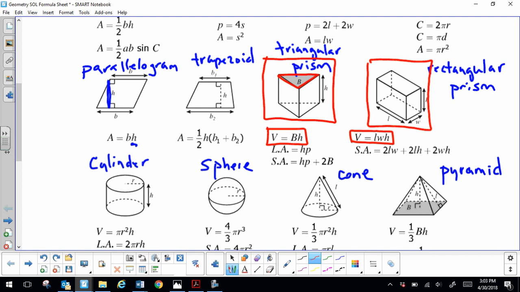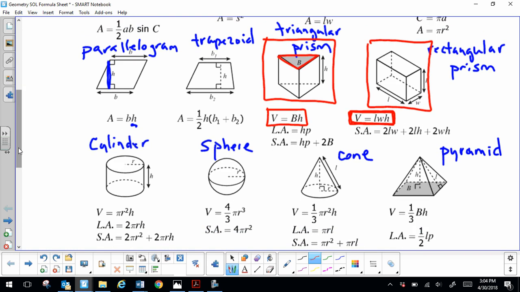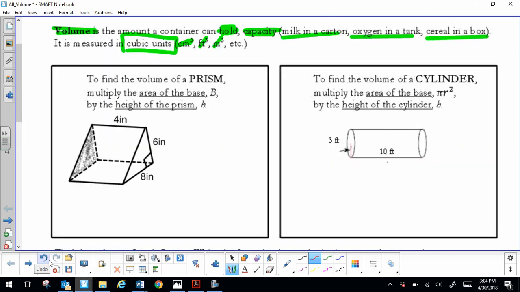The SOL formula sheet was kind enough to give this to you separately because they really like for you to calculate volume of rectangular prisms. So that'll come up in an example here in a minute, but we're going to focus on our triangular prism in the example that I'm starting with. So go back to your notes. It says to find the volume of a prism, we are multiplying the area of the base by the height of the prism, which we just looked at.